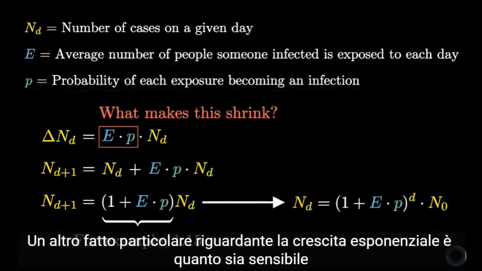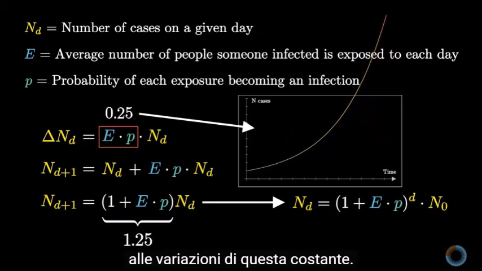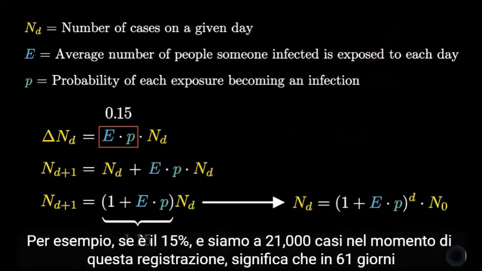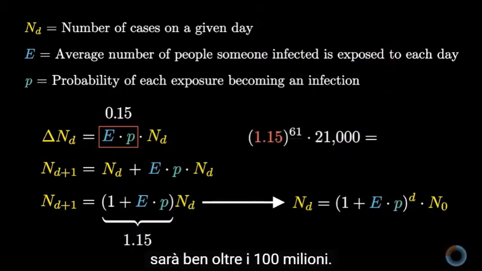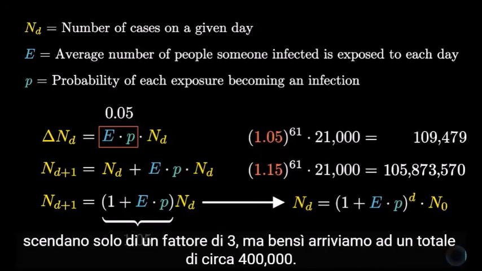The other thing that's counterintuitive about exponential growth, this time in a more optimistic sense, is just how sensitive it is to this constant. For example, if it's 15%, like it is as I'm recording this, and we're at 21,000 cases now, that would mean that 61 days from now you hit over 100 million. But if through a bit less exposure and infection, that rate drops down to 5%, it doesn't mean the projection also drops down by a factor of 3, it actually drops down to around 400,000.